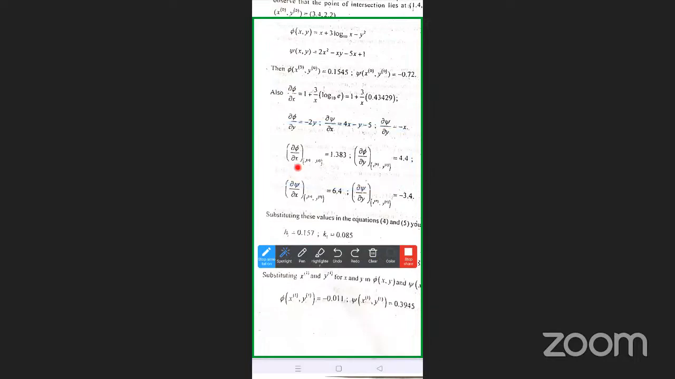So dou phi by dou x at x naught comma y naught, the 0th iterative value, is 1.388. So in these first order derivatives, substitute x equals x naught and y equals y naught. So we are getting the first order derivatives at the 0th iteration. So dou phi by dou x at x naught comma y naught is equal to 1.383. Next, dou phi by dou y at x naught comma y naught is equal to 4.4. Next, dou psi by dou x is equal to 4x naught minus y naught minus 5, so that is 6.4. Next, dou psi by dou y is equal to minus x, so minus 3.4. After differentiation with respect to x and y, substitute the x naught and y naught values.